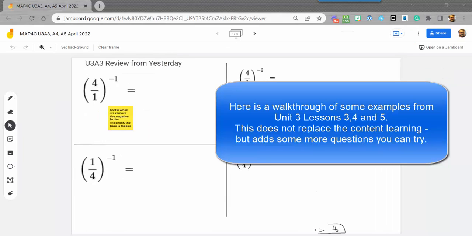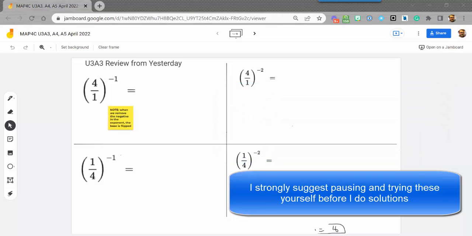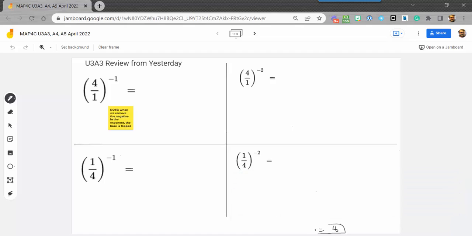Hey, Chris here. We're going to do a little 3, 4, and 5 for Unit 3 review, and we're just going to start off with this reminding about 4 over 1 to the negative 1. The negative means we can flip the base. We don't have to, but we can if we want to, especially if we're asking for a question with the base being positive. So when we do flip the base, that becomes 1 over 4.